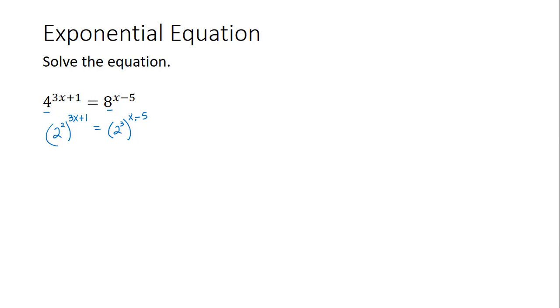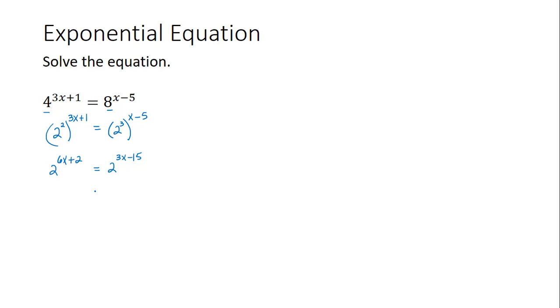When we apply properties of exponents on each side, recall that when you raise an exponential expression to an exponent, you multiply the exponents. So on the left, we really have 2 raised to the 6x plus 2 after we multiply the 2 times the 3x plus 1. And on the right side, we have 2 raised to the 3x minus 15 after we multiply the 3 times the x minus 5.